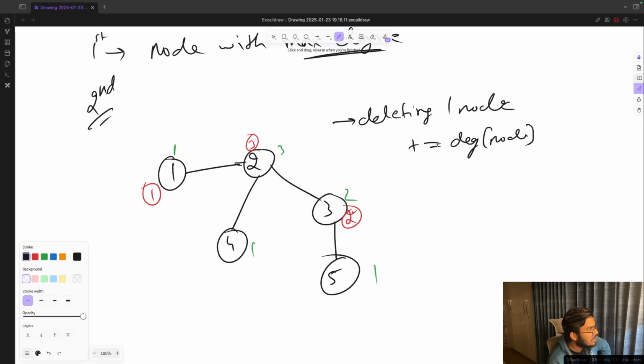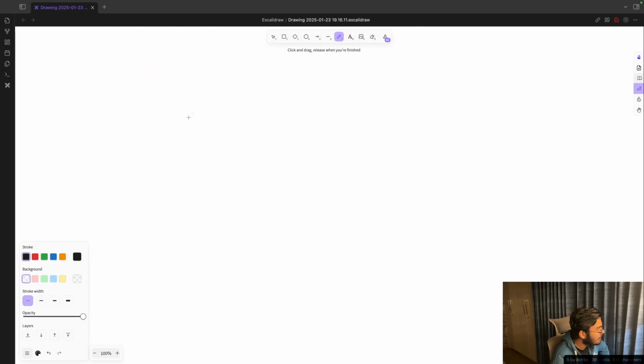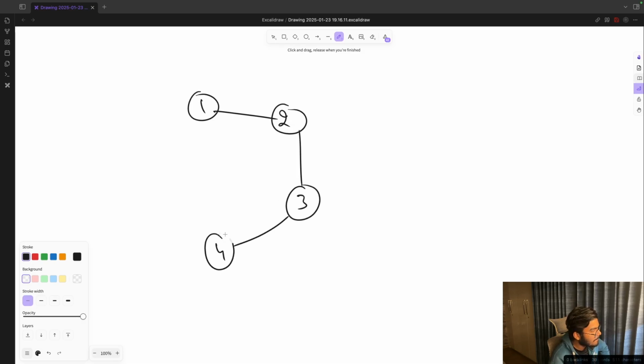But what happens when I delete another node, right? So let's see, and let's take the same graph. So we have 1, 2. I will take a smaller graph this time. So, okay, these have degrees 1, 2. I mean, actually, let's take one more.